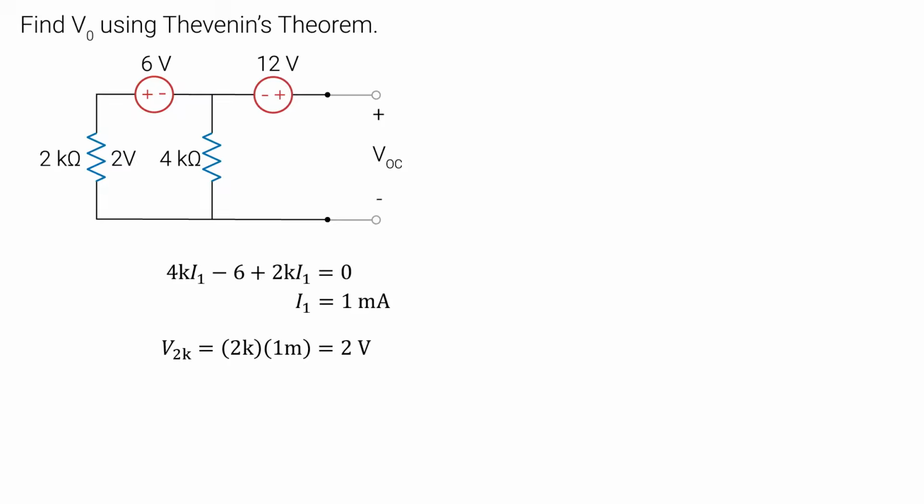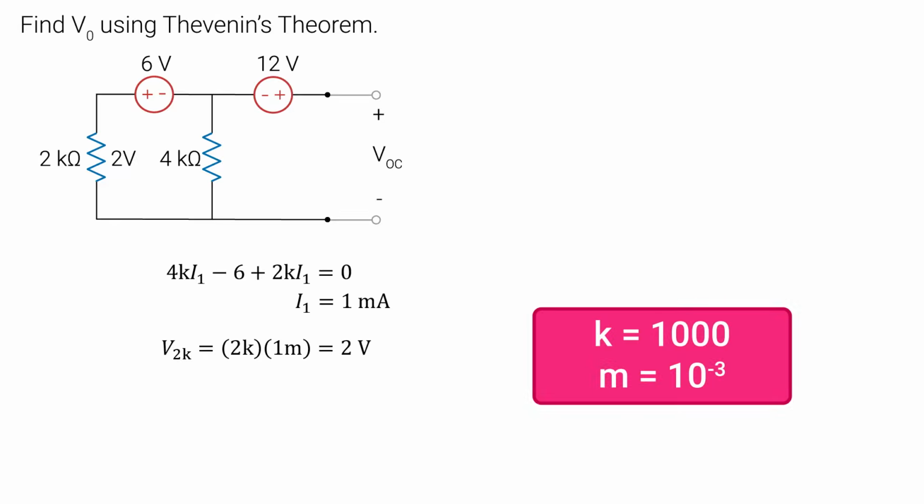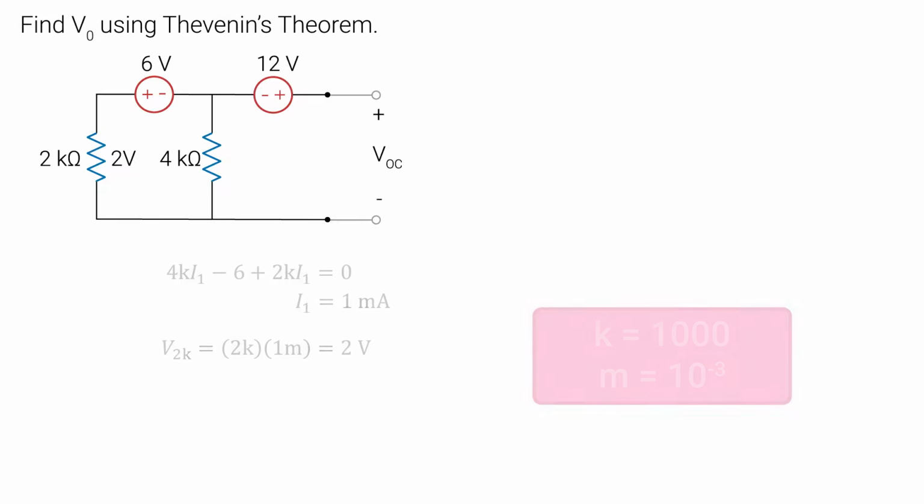If this is unfamiliar to you, please check the description. I have a whole video on Ohm's law and KVL. It should be noted here that K represents 1000 and M represents 10 to the negative 3. This makes it easier to write down values rather than writing down 2000 ohms or 0.001 amps.